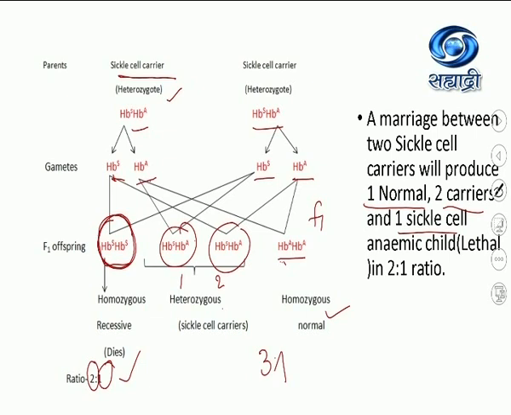So I hope you understood the concept of pleiotropy and how one gene is affecting more than one trait, in sickle cell anemia. A long question can be asked for 3 marks on this part, or an MCQ can be asked on the phenotype and genotype. So prepare this, practice this chart again and again.